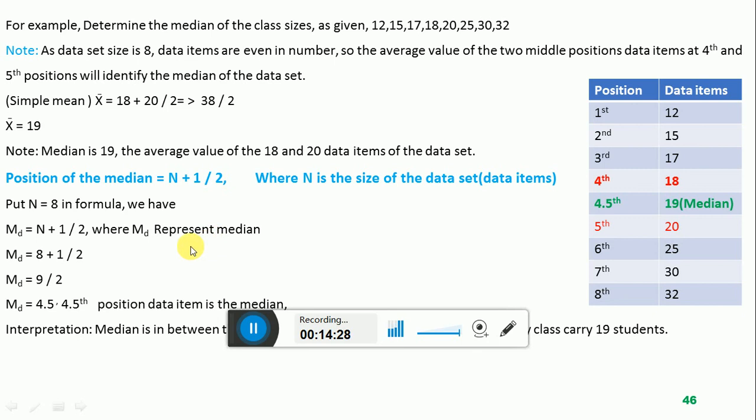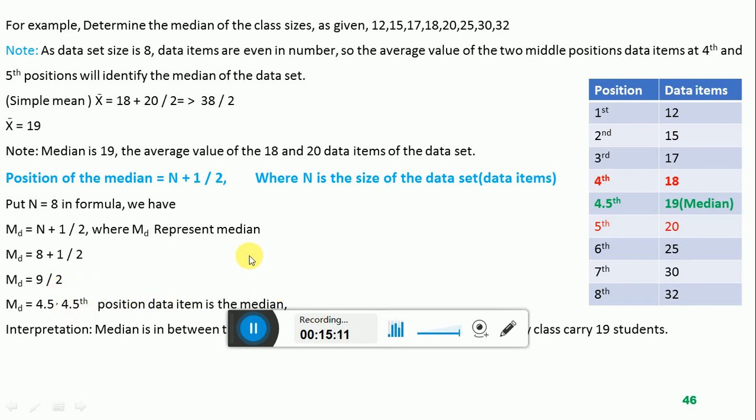of the data set. So MD is equal to 8 plus 1 whole divided by 2, and that is 9 whole divided by 2. 8 plus 1 is equal to 9, and 9 divided by 2 is equal to 4.5. So this 4.5 represents that the median of the given data set, which is 19, is in between the fourth and fifth position data items. It means we have to calculate the mean value of the fourth and fifth position data items, which are 18 and 20. So the 4.5th position data item is the median.